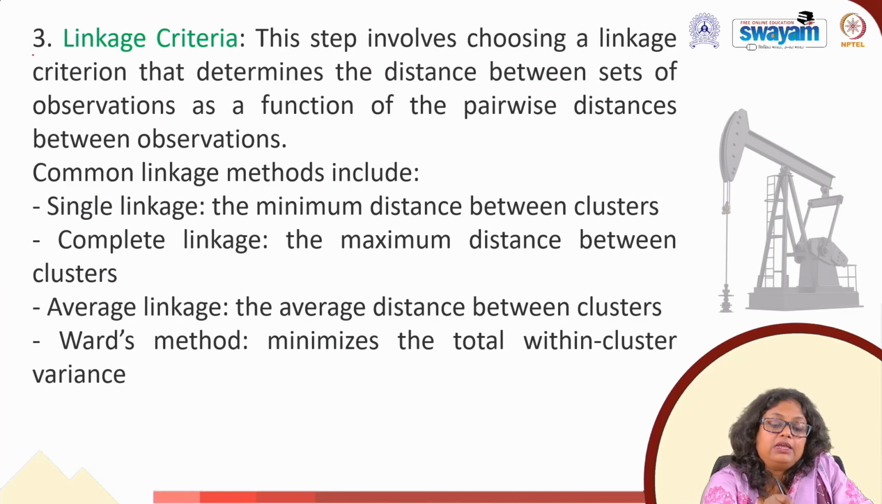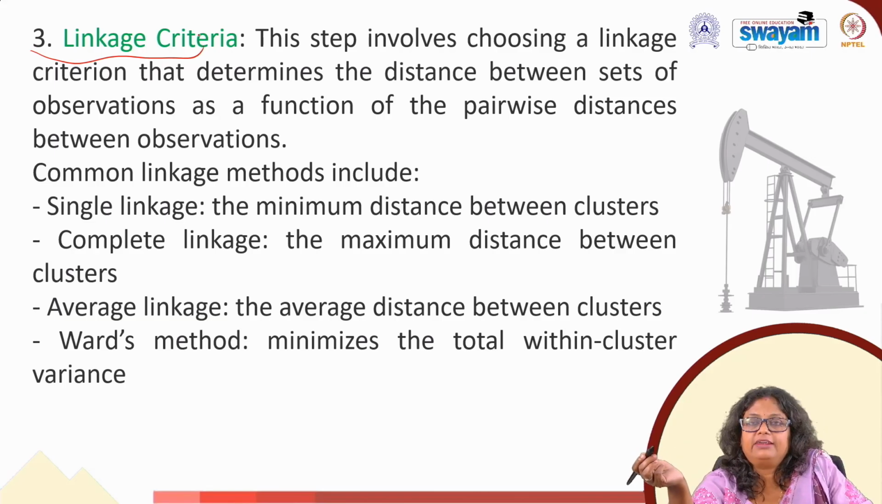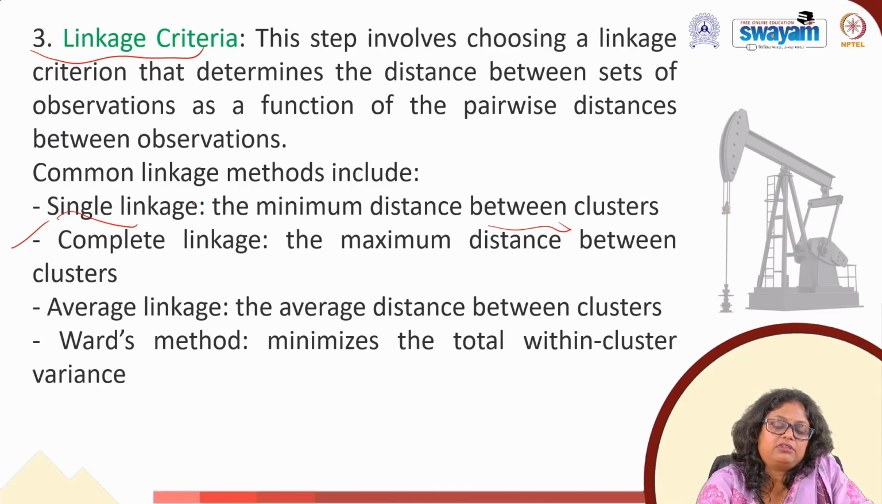That's the thing. Then the third point is linkage criteria. This step involves choosing a linkage criterion that determines the distance between sets of observations as a function of the pairwise distances between observations. So we have single linkage, that is the minimum distance between the clusters. Complete linkage, maximum distance between the clusters, average, the average distance between the clusters, then there is Ward, which minimizes the total within-cluster variance.